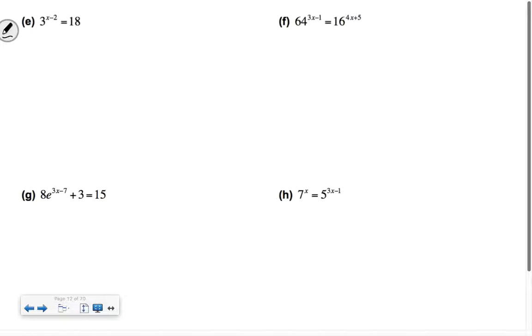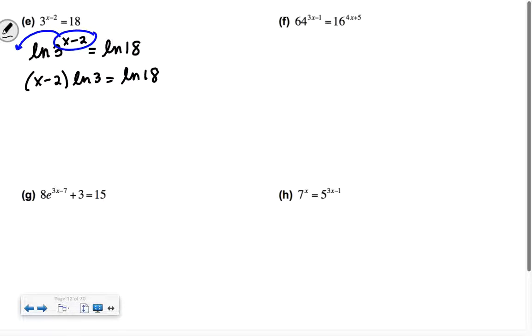I always use natural log. So if I do the natural log of both sides, I'm allowed to drop the x minus 2 to the front. So we do x minus 2 out front times natural log of 3 equals natural log of 18. And then we're able to divide that natural log of 3 over. It's a number, right? So we divide it over.